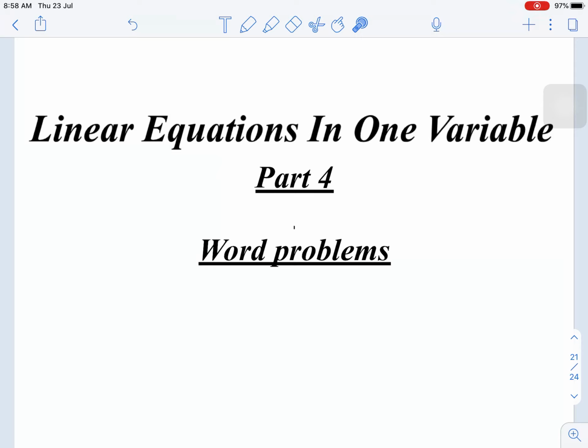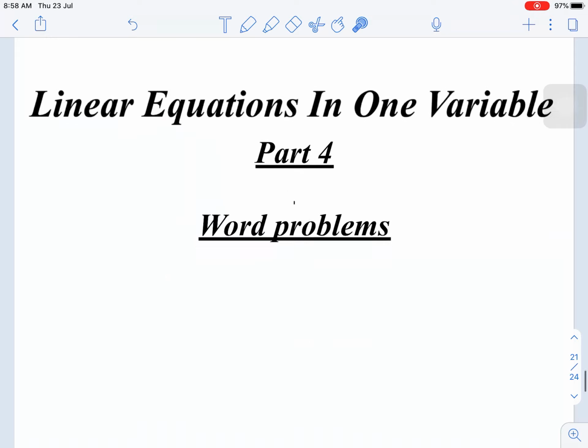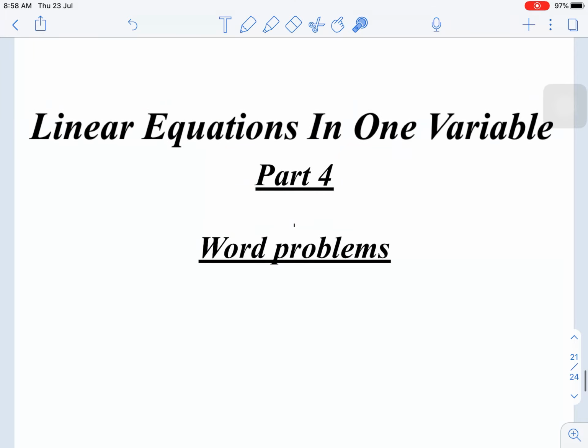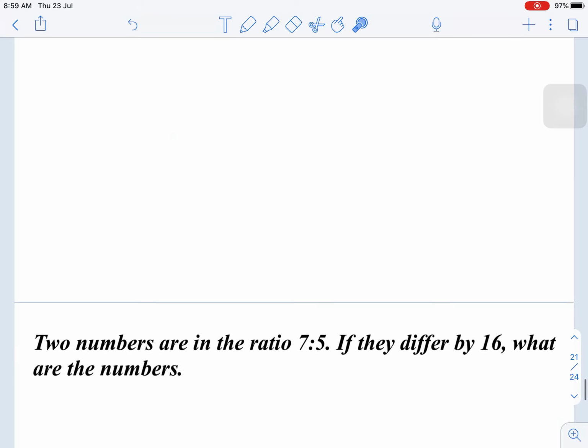Now today we are going to solve some application or applicative type examples which are known as word problems. In solving word problems, the first thing is to read the question 2 to 3 times, and when we are sure we are getting some information from the question, only then start solving. So let us start solving some examples.